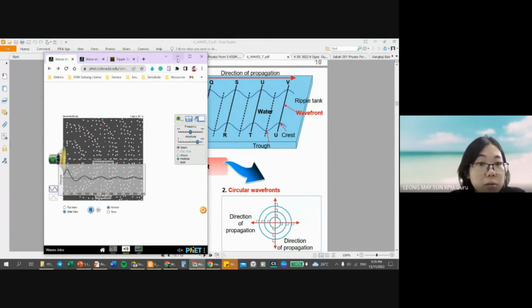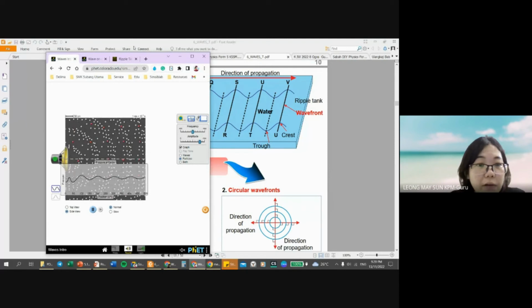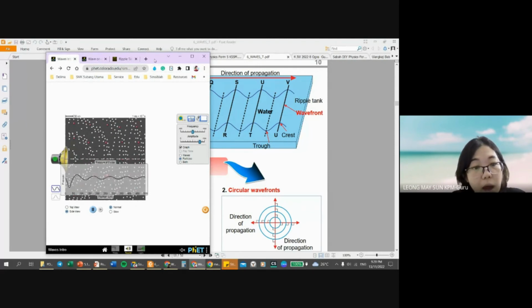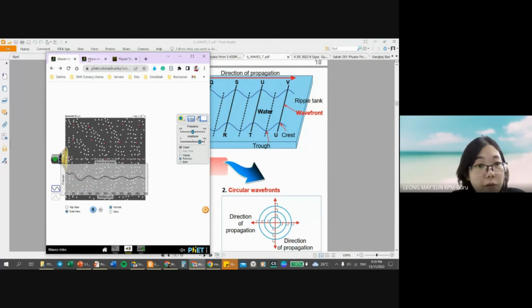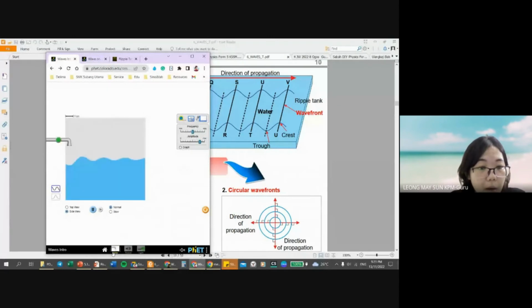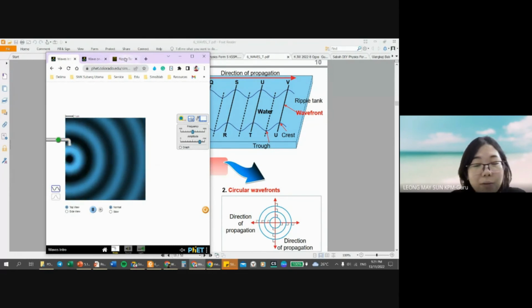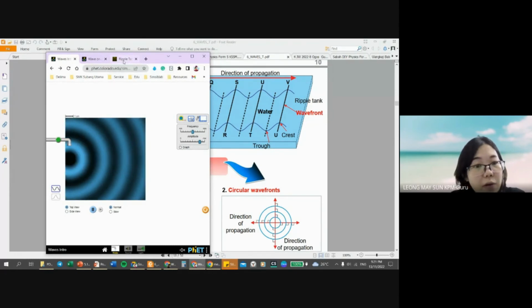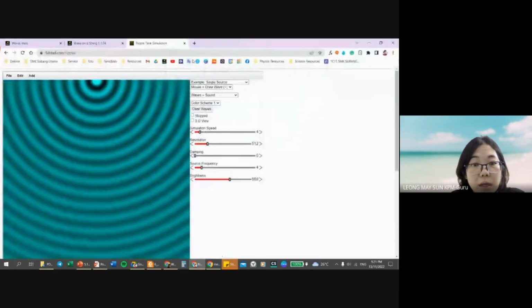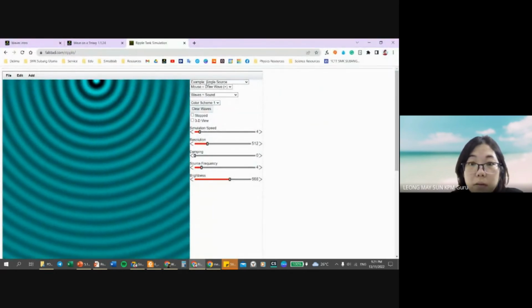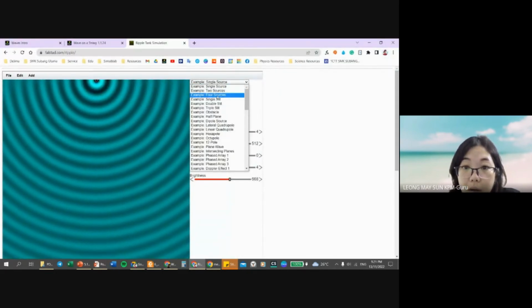Okay, there are two types of wave front. We have a circular wave front and we have a plane wave front. Circular wave fronts would be what we see here. Circular wave fronts move in a circle. But how does a plane wavefront look like? So I'm going to show you an example of plane wavefronts. Single source.